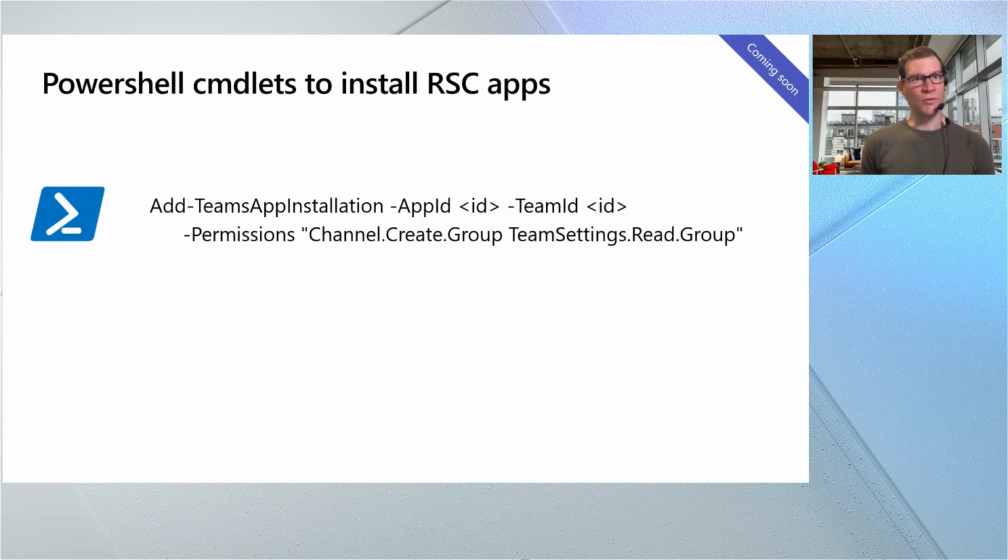All right, so coming soon, we will have PowerShell cmdlets for installing RSC apps. Today in the beta PowerShell cmdlet module, there is already a command for Add-TeamsAppInstallation. It takes an app ID and a team ID and installs an app to a team. We will soon make the permissions flag actually work. I think it's actually there, but doesn't work today. And the way that's going to work is you specify the maximum permissions you're willing to give this app. And if you try to install an app that asks for those permissions or less, the installation succeeds. If you try to install an app that wants more, it fails. So you never end up installing an app that has more permissions than you expected it to.